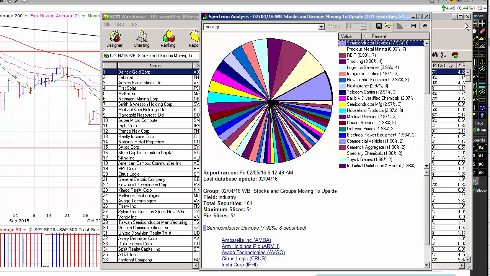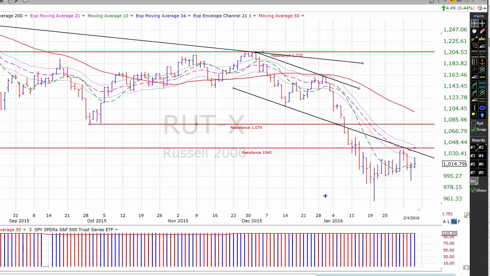Let's start this morning with the Russell 2000. As I've been saying for probably a little over a month, I think the Russell 2000 is the key to the market going forward here. We need to see the Russell take out resistance down here in the 1040 area. Yesterday, we made a little bit of progress in that direction, but it was somewhat unimpressive.